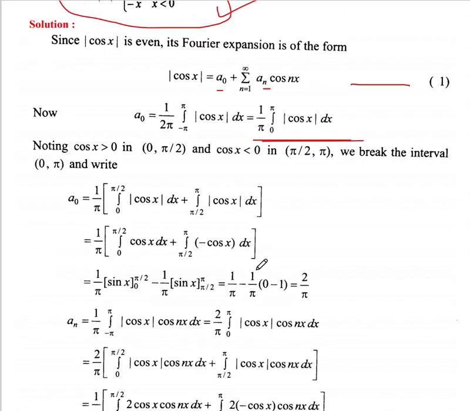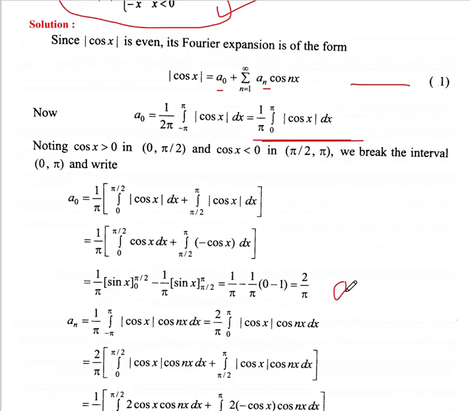Okay, then we will take the integration: 1 upon pi, the integration of cos x, that is sin x, with limits 0 to pi by 2, multiplied by 1 upon pi, again sin x, with limits pi by 2 to pi. After putting the limits in this equation, you will get 1 upon pi minus 1 upon pi, 0 minus 1, so you will get 2 upon pi.